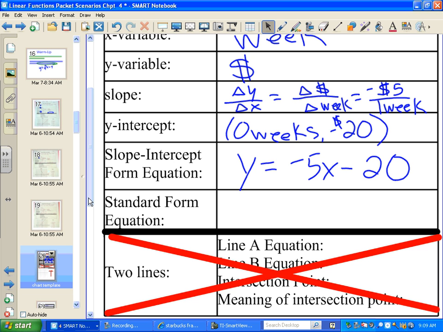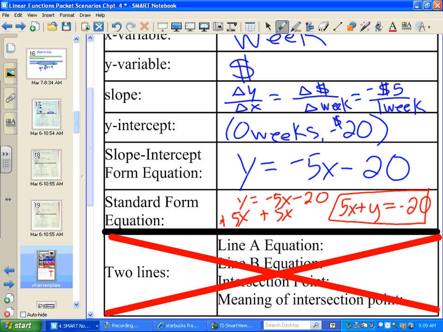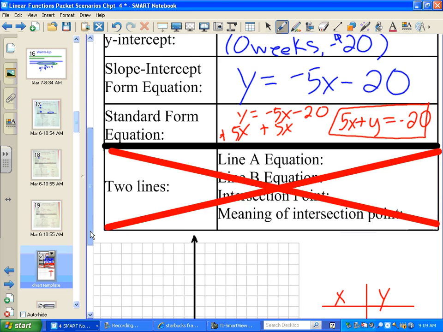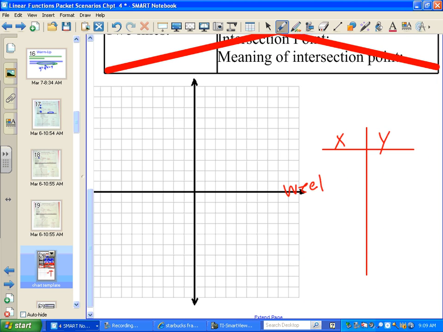Okay, next thing, standard form equation. How do we get this in standard form? Good job. So we need to add 5x to both sides. So standard form is going to be 5x plus y equals negative 20. We're adding 5x to both sides. So 5x plus y equals negative 20. Questions so far? Okay, let's go to our graph. Let's label the axes. Week is X, money or money charged is Y.